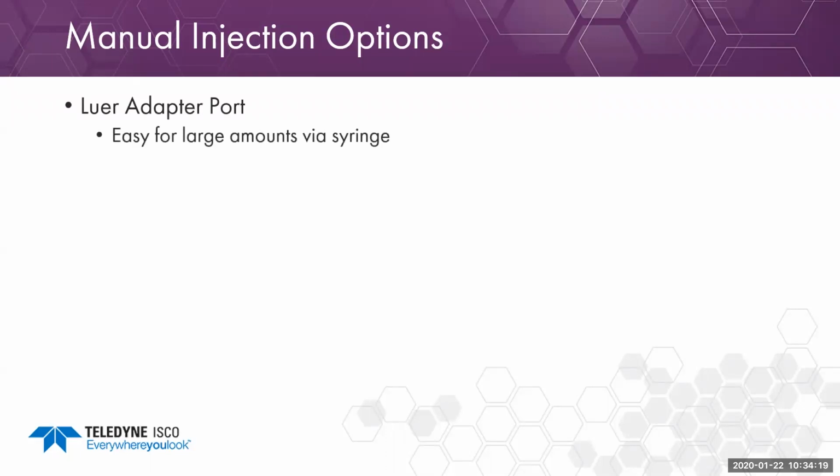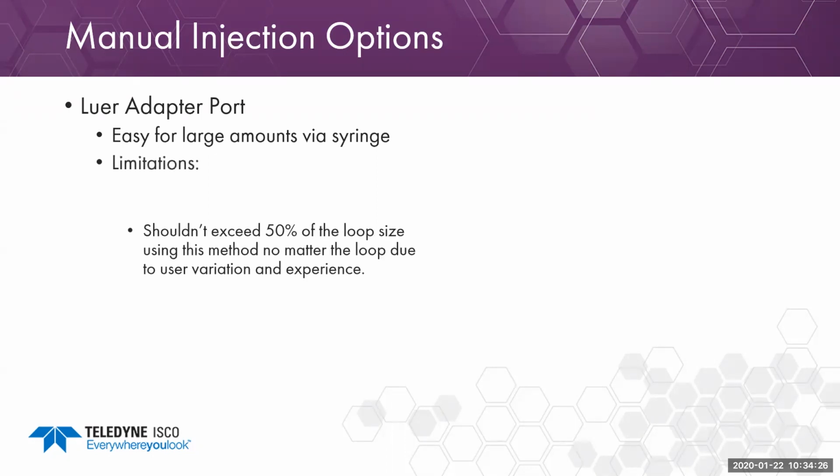And so the manual injection options, you have the lower port adapter. This is easy for large amounts via syringe. The limitations of it are though you get potential loss of sample if you're not flushing after injection, just due to the distance from the lower port to the injection rotor. The other thing is you shouldn't exceed 50% of the loop size because of user variation and experience.